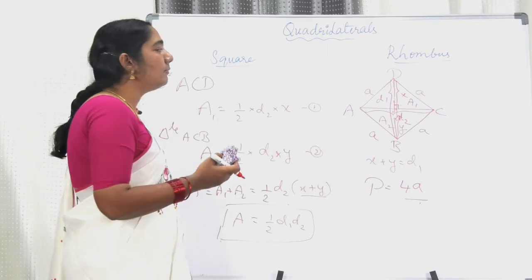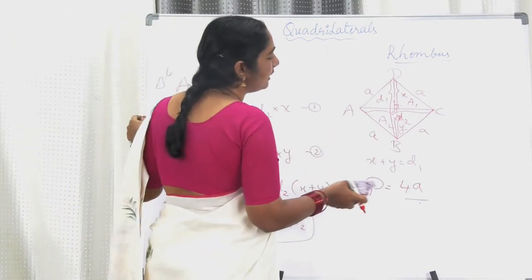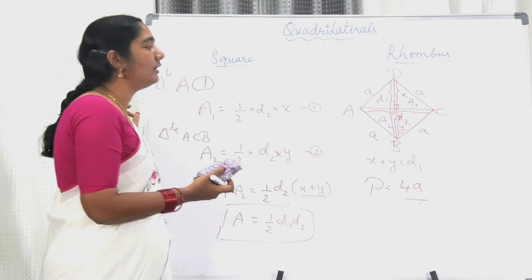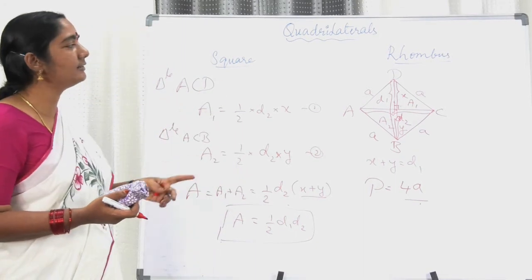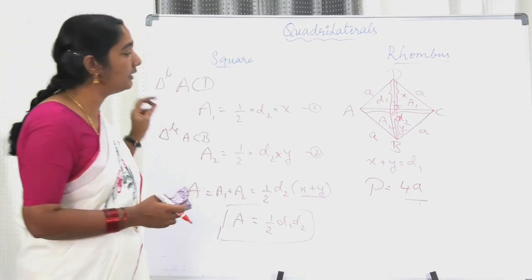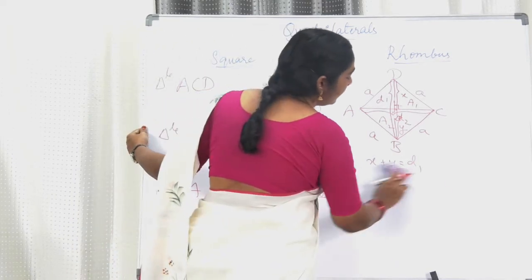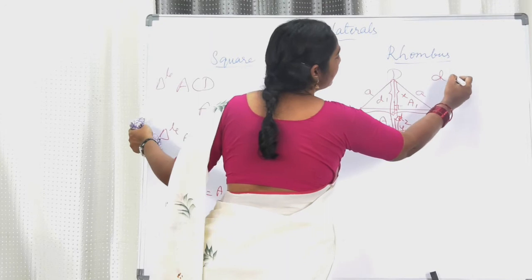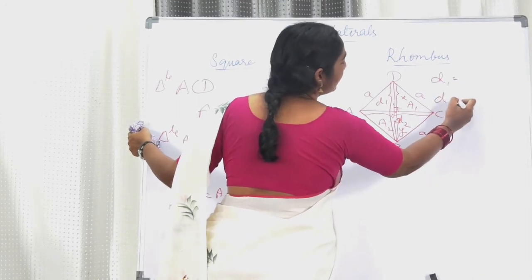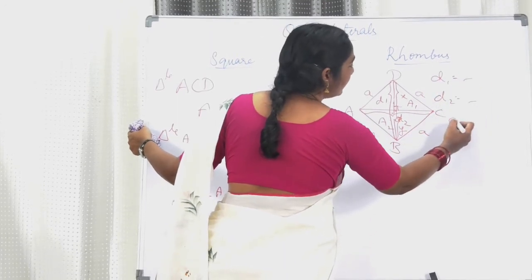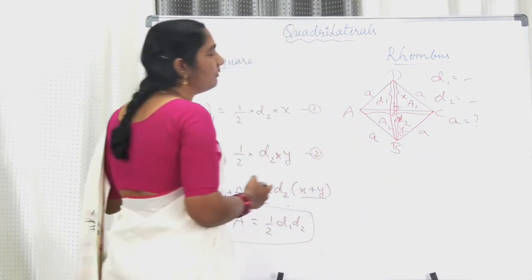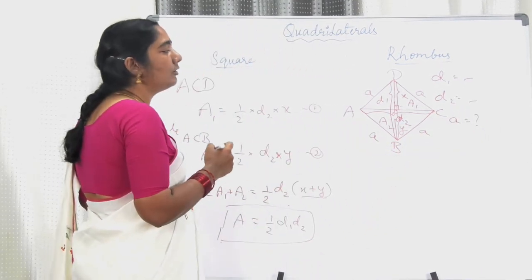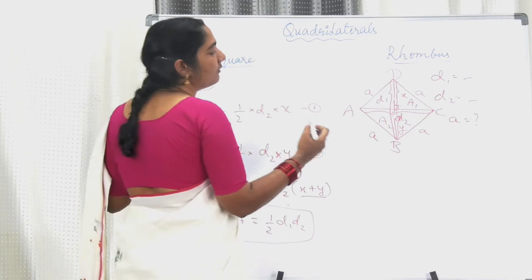Now my dear friends, if D1 and D2, the two diagonals, are given in a rhombus, how do we find out the side? If the diagonals are given, how to find out the side? See, in a problem D1 is given to you, D2 is also given to you, and you have to find out the side. Now in that case, what are we going to do? In that case, my dear friends, see here.